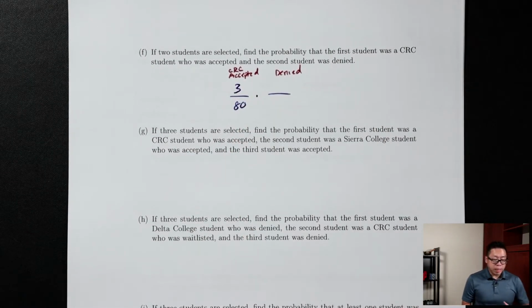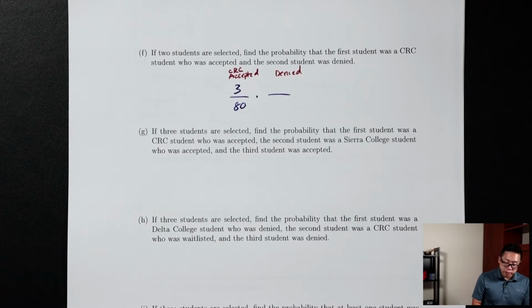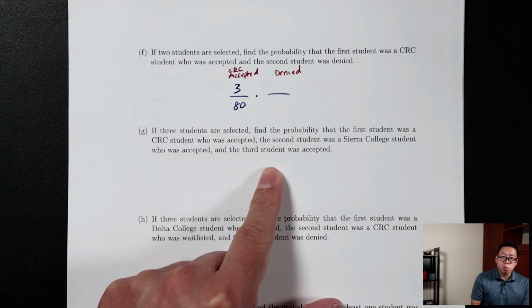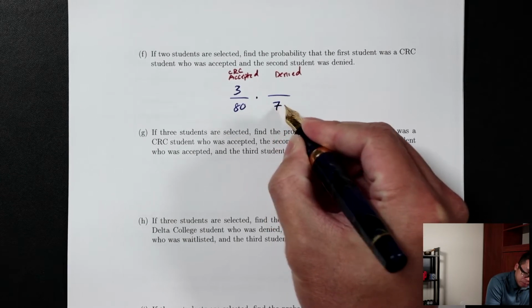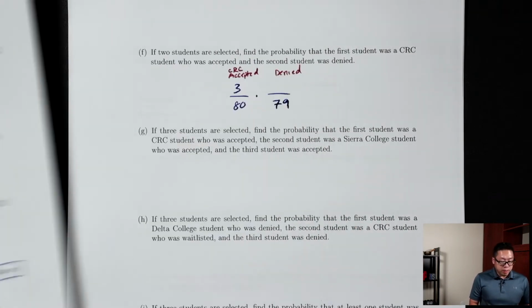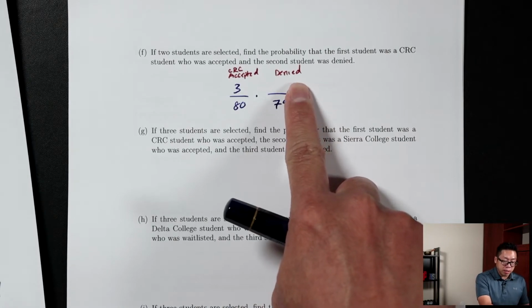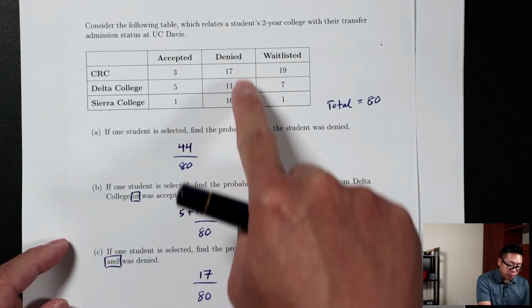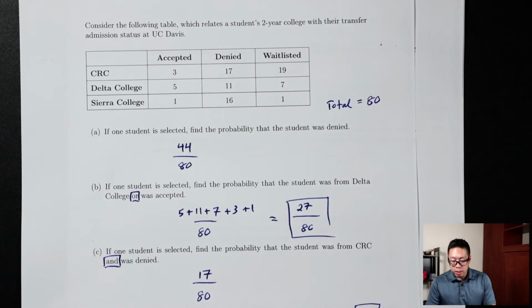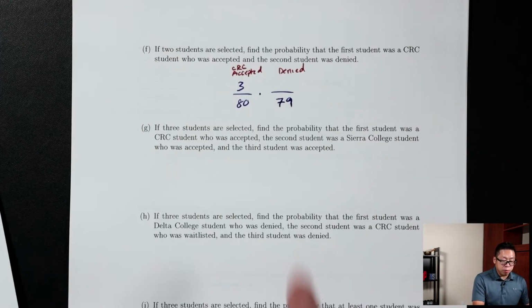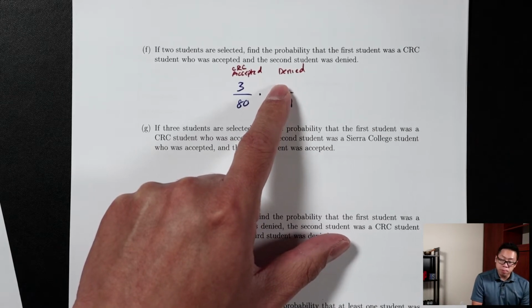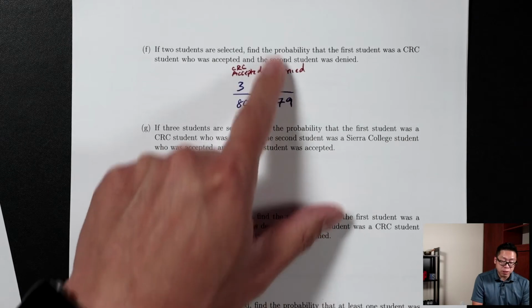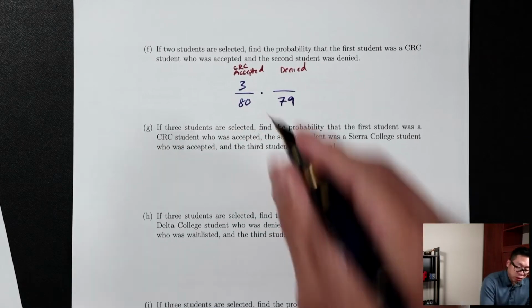Now for the second student, keeping in mind that we don't want to pick the same student twice. Because we already picked one student for the first slot, we do have to reduce the bottom. So the bottom's now just going to be 79, and then denied. Denied doesn't specify the college, so denied would be the entire column, so 17, 11, 16. 17 plus 11 plus 16 is 44, but sometimes we have to reduce. So you have to ask yourself, have we used any denied students yet? No. The first slot was an accepted student, so we haven't used any denied, so we should have the full 44.